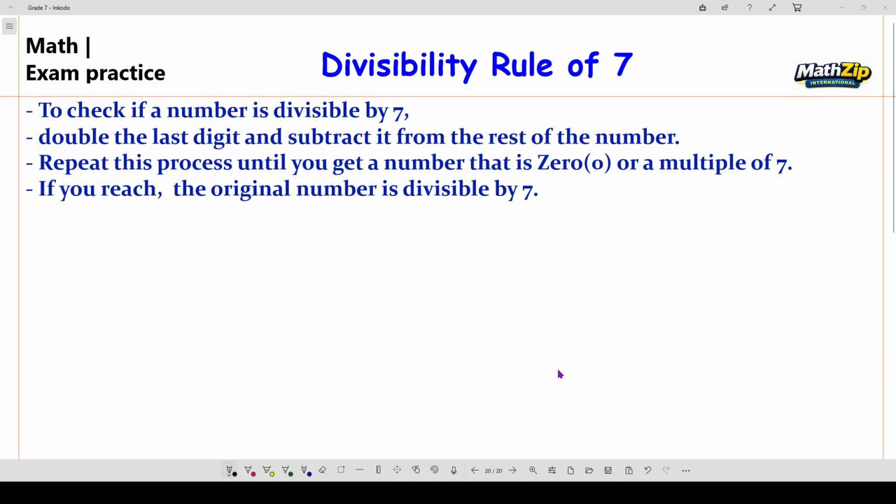Today's topic, divisibility rule of 7. Look, 49 we can divide by 7, it will be 7. Same thing, 91 is also divisible by 7, we know this is 13.